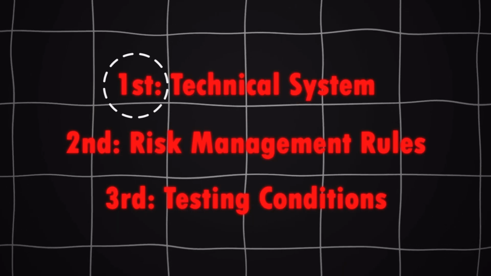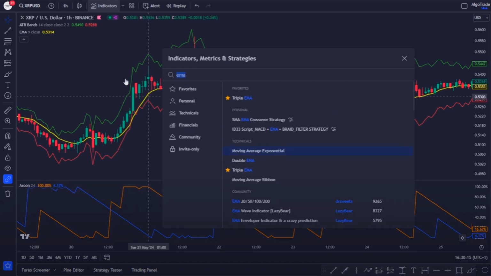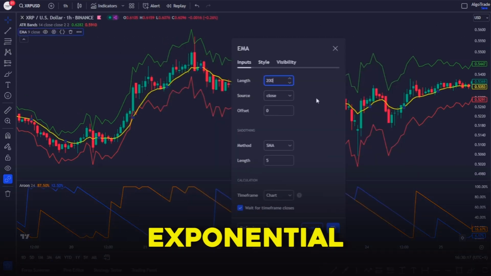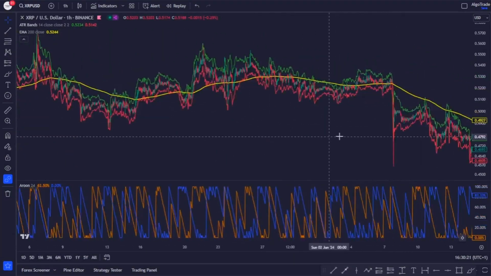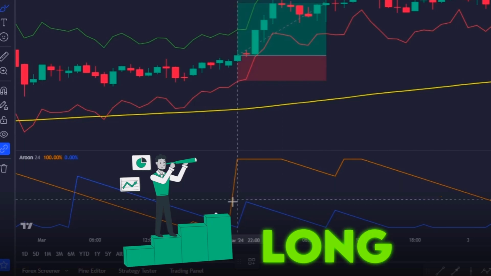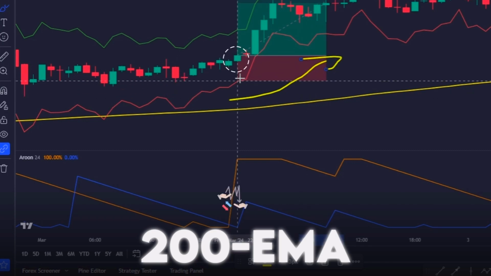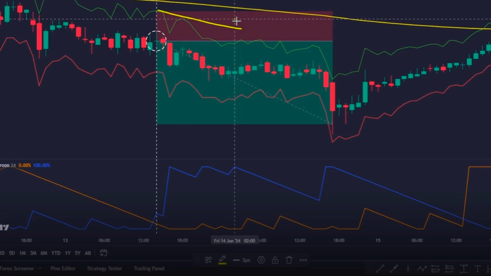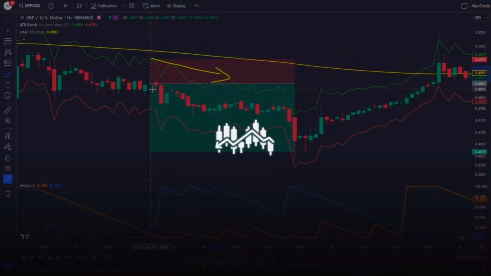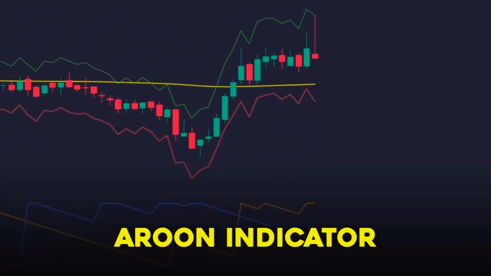Finally, regarding the technical system, in addition to the Aroon indicator, I will also use a 200-period exponential moving average as a baseline to filter out losing signals from the indicator. Here you have an example of a long position where the price is above the 200 EMA, and here we have a short trade example where the price is below the baseline. And in short, these are our backtest conditions. Let's now see how the Aroon indicator will perform.